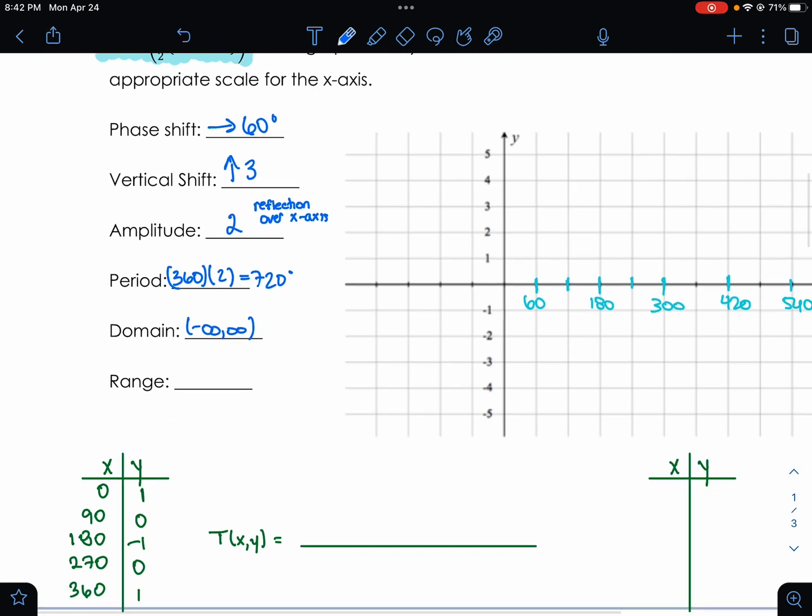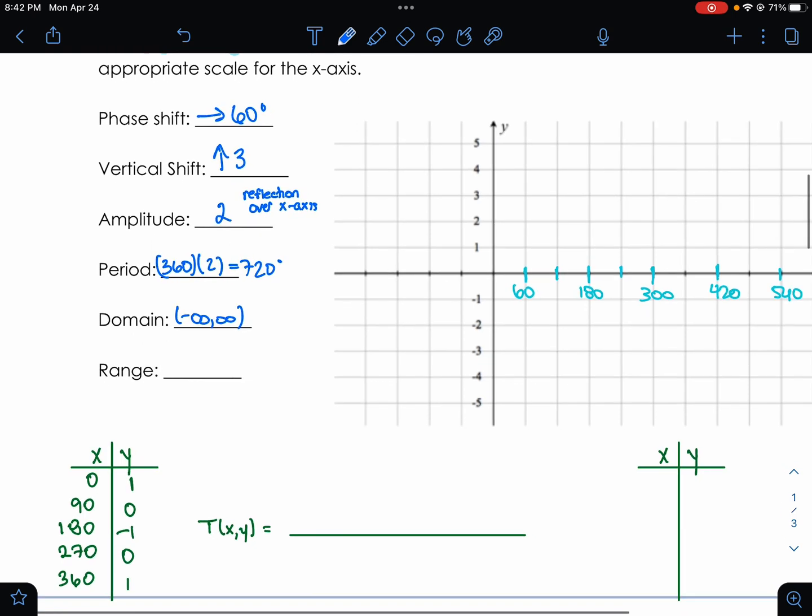And remember, for the range, you look at your midline. Remember the number that is our vertical shift represents the midline. So our midline is at 3, and then we would add and subtract our amplitude. So we have 3 minus 2, that's 1, and then we have 3 plus 2, that's 5. So that gives us a minimum and maximum value.